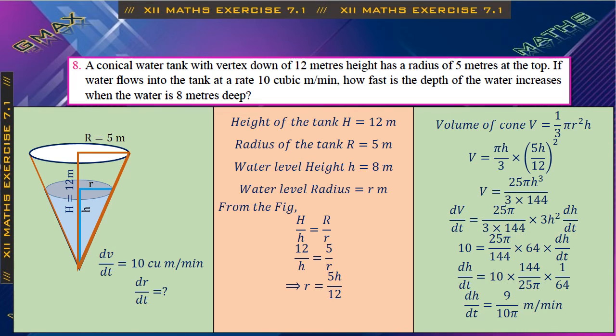So we are converting radius into height, that is r equal to 5h by 12, the whole square. It becomes v equal to 25 pi h cube by 3 into 144. And then h cube is the only variable. Differentiate, you will get 3h square dh by dt. Now substitute the value. 3 cancels. h square, h value 8, 64 dh by dt. So dh by dt equal to 9 pi meter per minute.